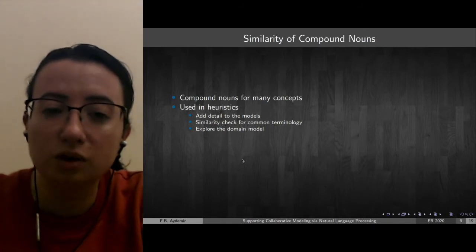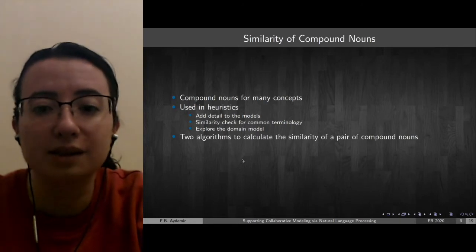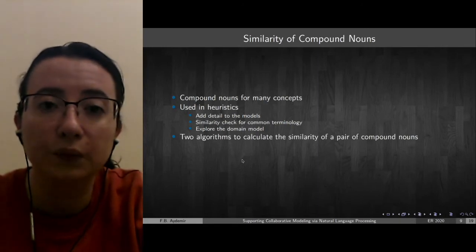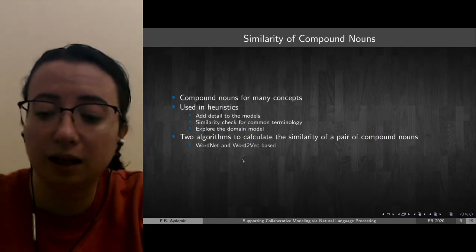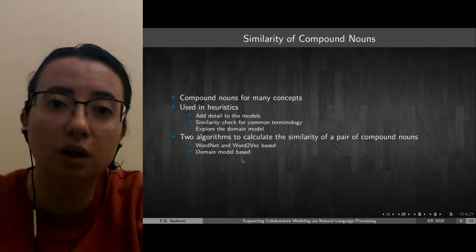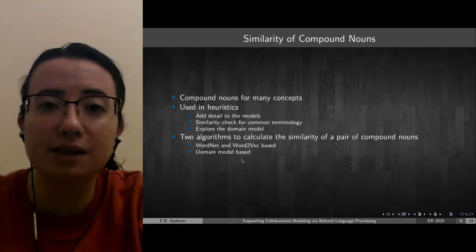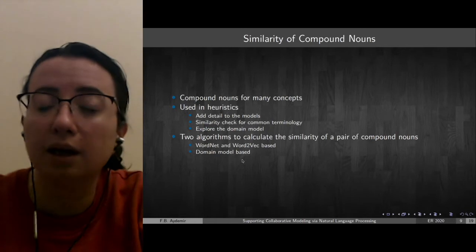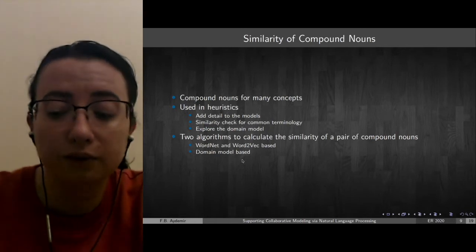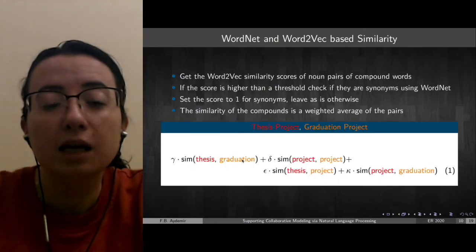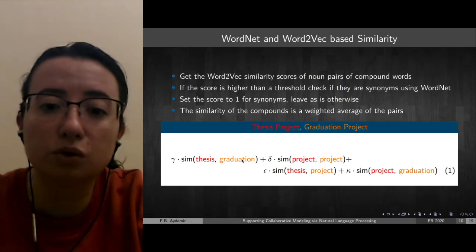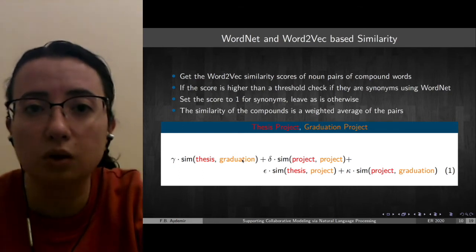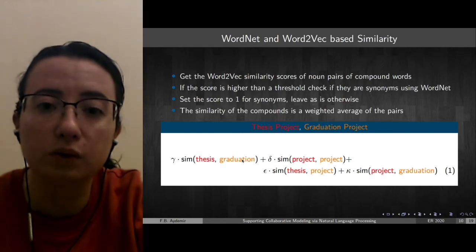So we decided to develop two algorithms to calculate the similarity of a pair of compound nouns. The first algorithm we developed is based on WordNet and Word2Vec, and the second algorithm makes use of a domain model and calculates the similarity of two models using the domain model that they come from. In the first algorithm, we start with two noun compounds. So our focus is on compounds with two nouns.